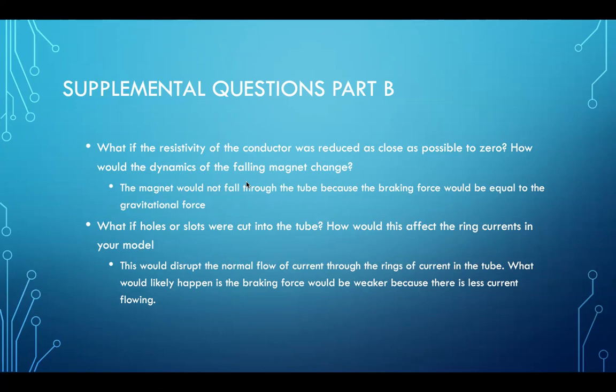What if holes or slots were cut into the tube? How would this affect the ring currents in your model? This would disrupt the normal flow of current through the rings of currents in the tube. What would likely happen is the braking force would be weaker because there's less current flowing.